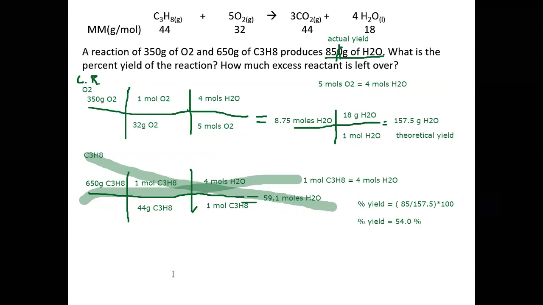But the second part question asks how much of the excess reagent is left over. So O2 was the limiting reagent. Propane was the excess reagent. So we're going to take the moles of water produced by the limiting reagent and see how much of the excess reagent was used. Because initially we started with 650 grams of propane. That's our initial. So we want to see how much we use. So we're going to take the moles of water and see how many grams of propane we use.